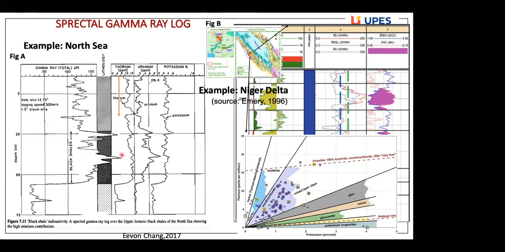In the first case, you can see high gamma in the case of black shales. If there is black shale, then you will get abnormally high gamma. In the case of the North Sea, these are Upper Jurassic black shales, where the gamma is coming due to the presence of a high amount of uranium concentration. So total gamma alone cannot tell you whether the reason is thorium or potassium, but if you use spectral gamma, then you can find out exactly whether it is coming because of uranium or because of potassium. That information you will get accurately.